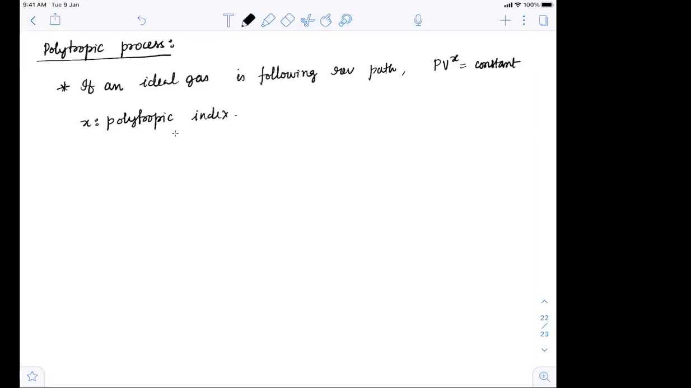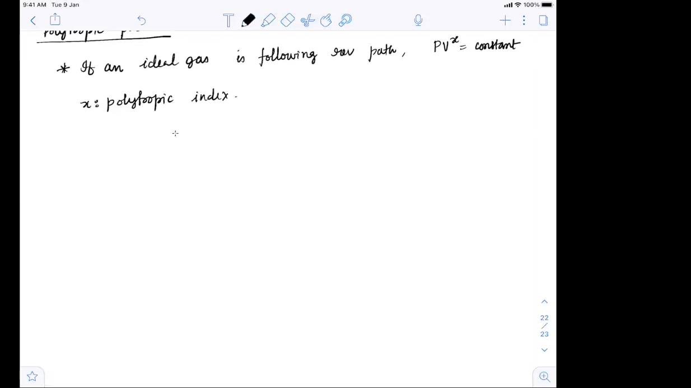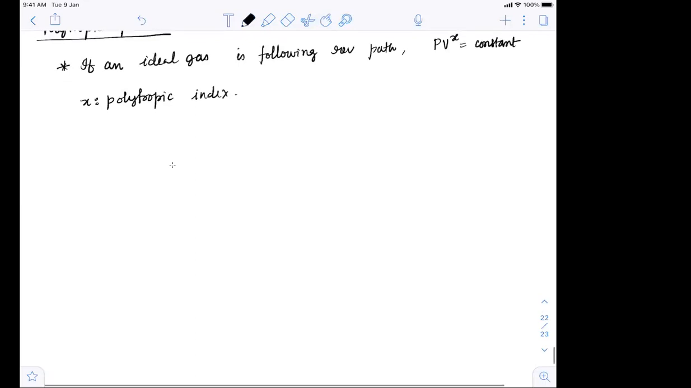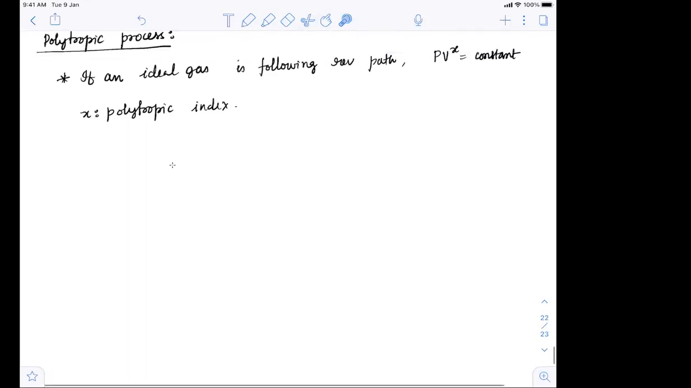Clear? Now, for this, we need to check how the work done can be calculated, and how we can calculate the heat capacity. First, we'll try to find out the heat capacity, and then we'll get back to work. First I'm writing the heat capacity of the polytropic process.